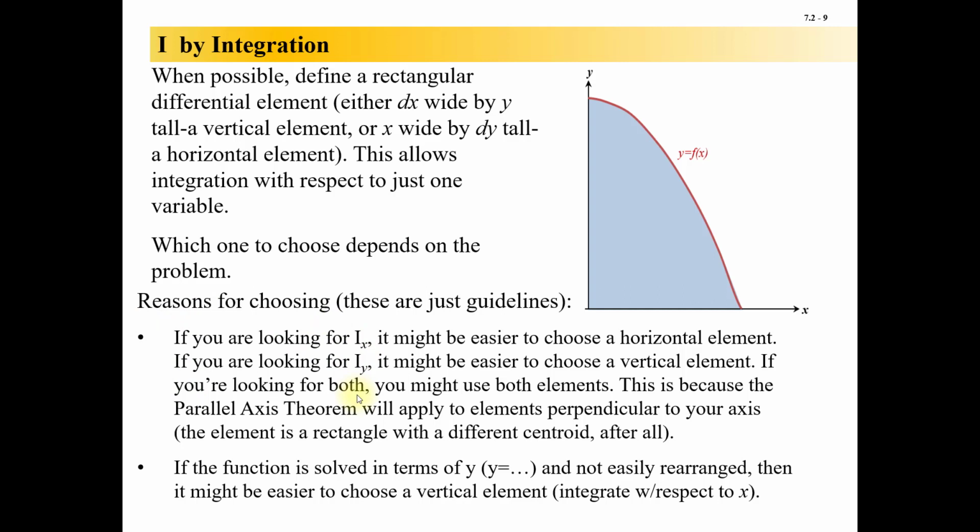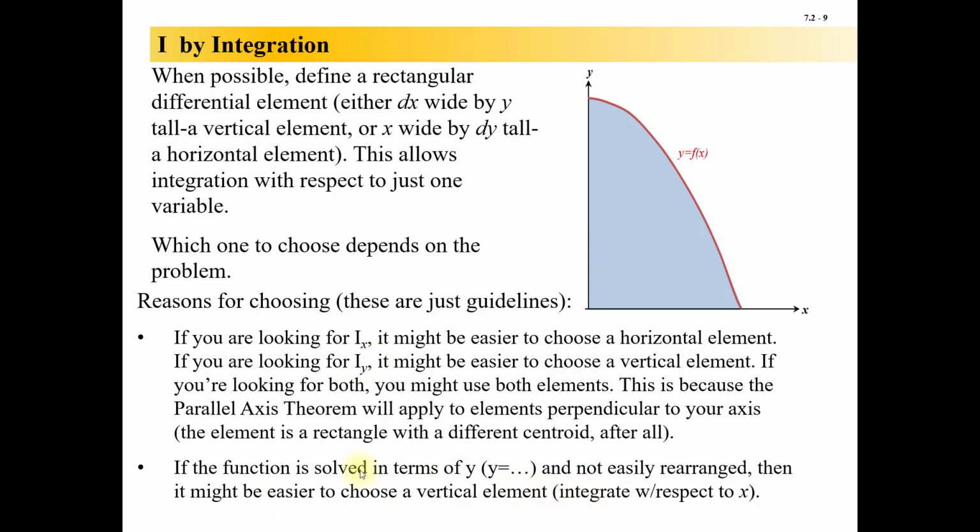Mainly the reason that this one is in here is that keep in mind that if you have a vertical element, and you're finding I sub x, that vertical element has its own moment of inertia about its own centroid. So you have to deal with the parallel axis theorem. It's actually very easy to do. So this is actually kind of a minor consideration, but it is a consideration.